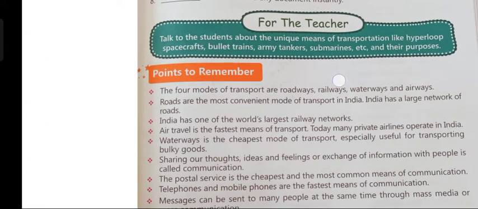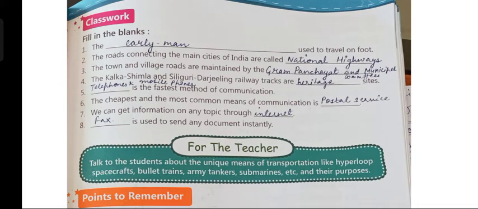Next, children, let us complete this classwork. Fill in the blanks. First, early man used to travel on foot. Then, the roads connecting main cities of India are called national highways. Then, third, the town and village roads are maintained by both Gram Panchayat and municipal committees.